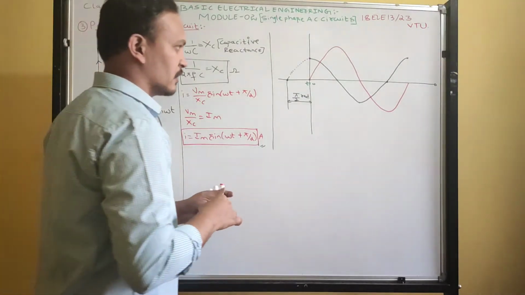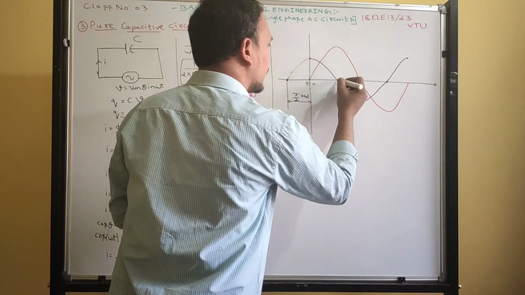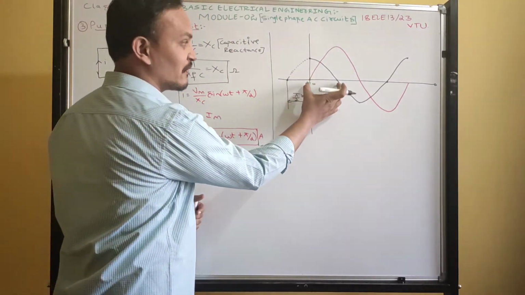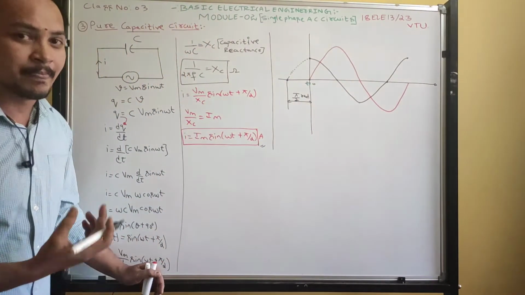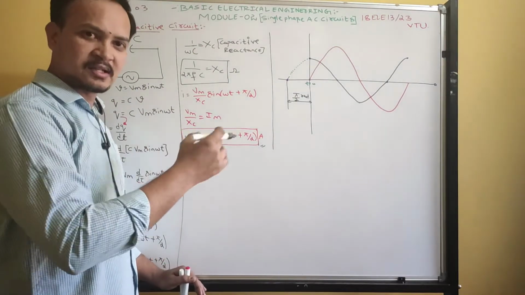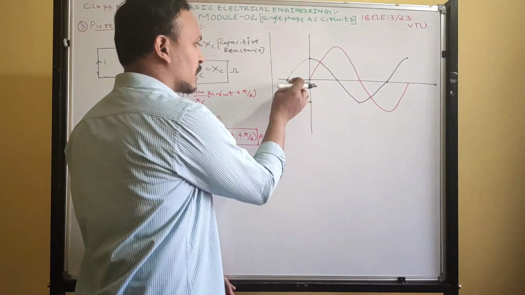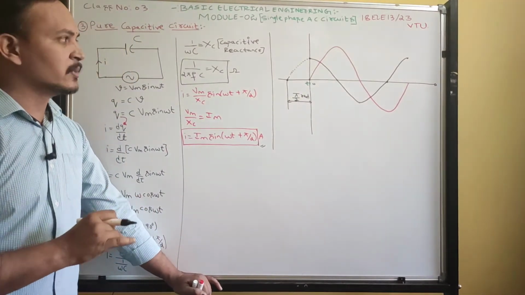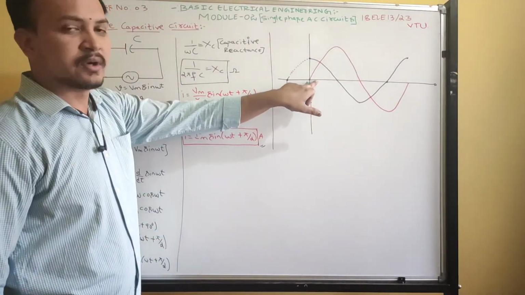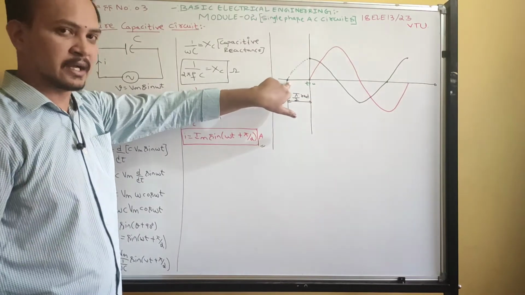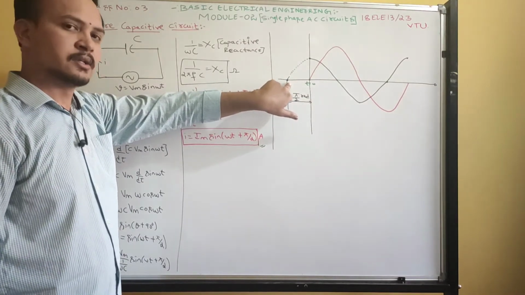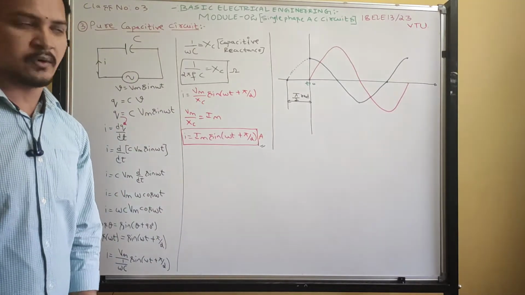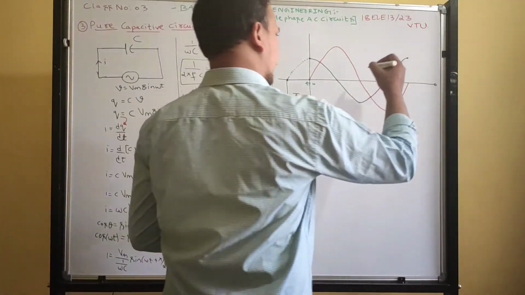Current leads the voltage by 90 degrees. Now guys, look at here. Voltage is maximum at 90 degrees. Current is maximum at t equals 0. What is the phase angle difference between them? 90 degrees. See, that will remain the same. At all instants, the current waveform leads the voltage waveform by 90 degrees. The meaning is, before the voltage waveform starts, the current waveform has already started. That indicates the capacitor is already charged. Okay, fine. Now write the equations.